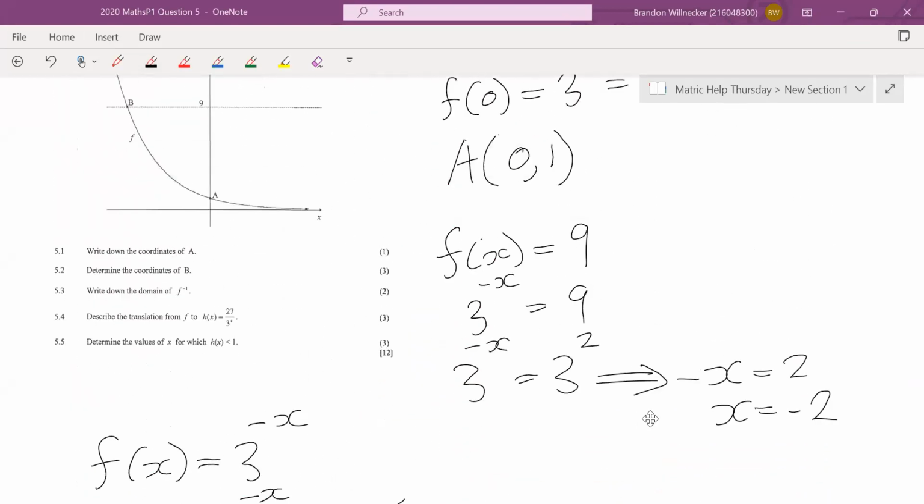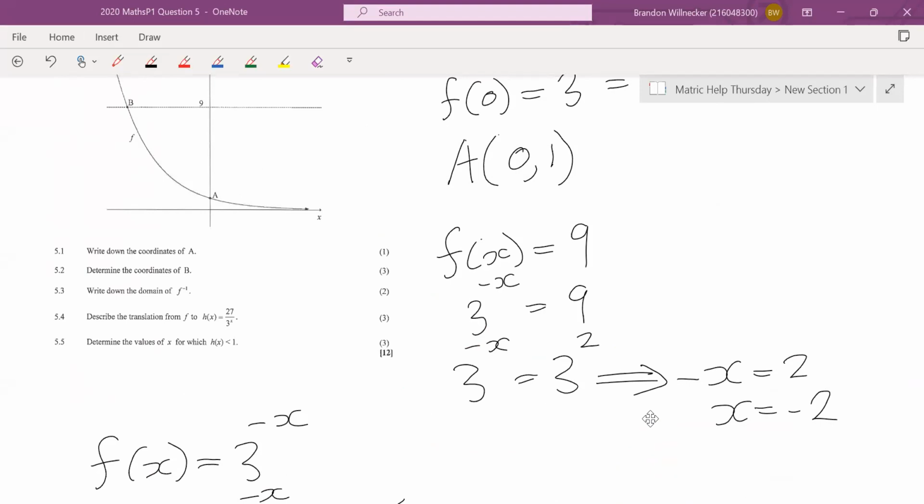Okay, let's take a look at the next question. Describe the translation from f to h. So f is our old function, and h is our new function. This new function h is equal to 27 over 3 to the x.